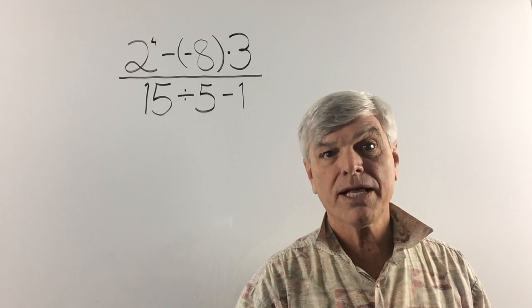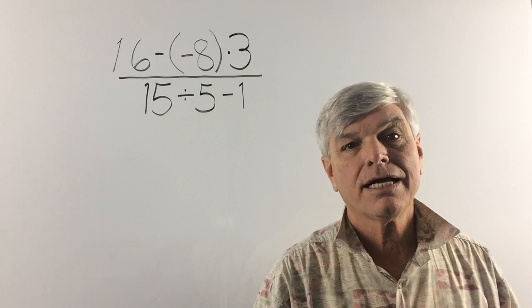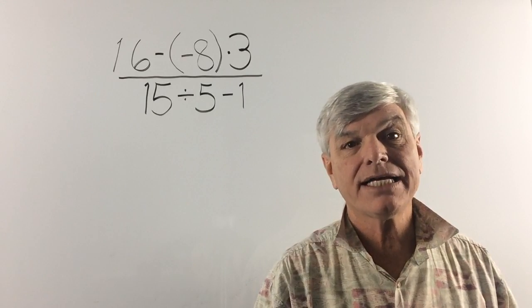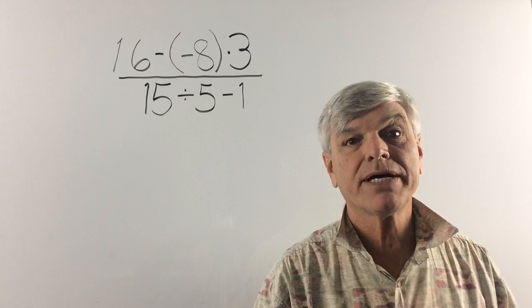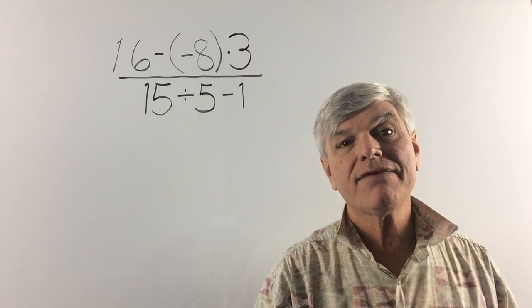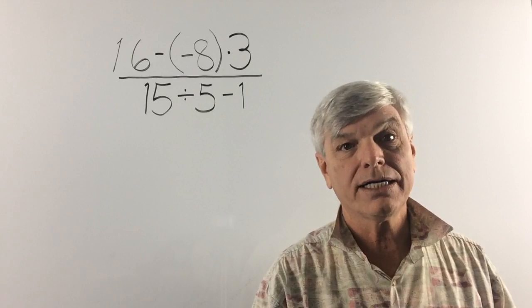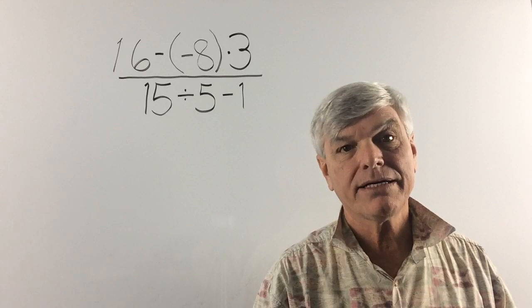That is 2 multiplied times itself 4 times, which is what the exponent means. And we have 16. So we have 16 minus negative 8 times 3. And since we have a multiplication function there, let's perform that first. Now the negative outside of parentheses can be treated as negative 1. So what we have is negative 1 times negative 8 times 3.